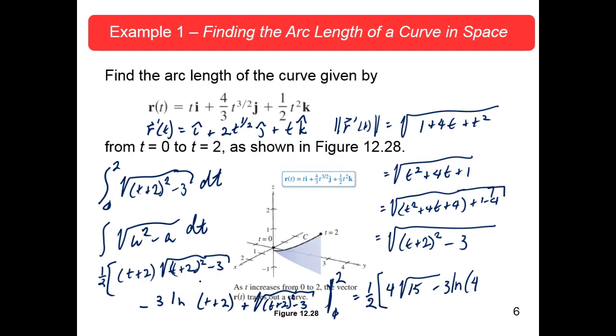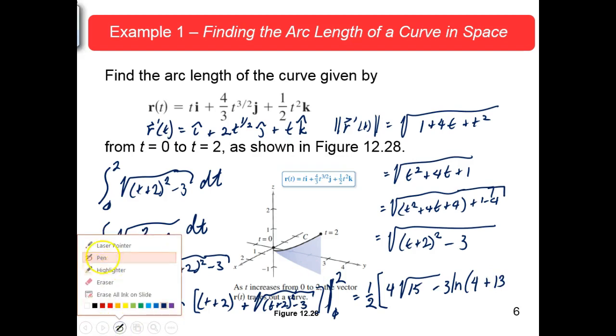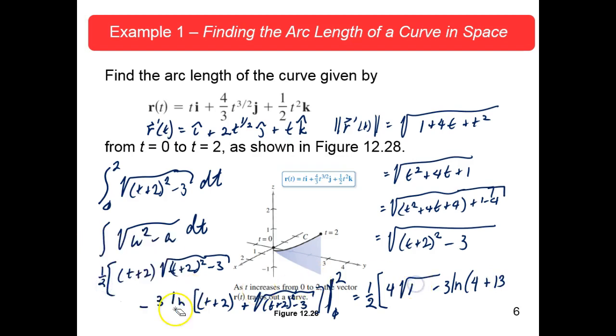Okay. Now, when I took off the absolute value bars, I needed to put back in some sort of grouping symbol so you have all that grouped together. Log of 4 plus, now when t is 2, that would be the square root of 2 plus 2 is 4 squared is 16 minus 3 is 13. I think that other one was a 13 too. I don't know where my brain is today. I think that's a 13 there.